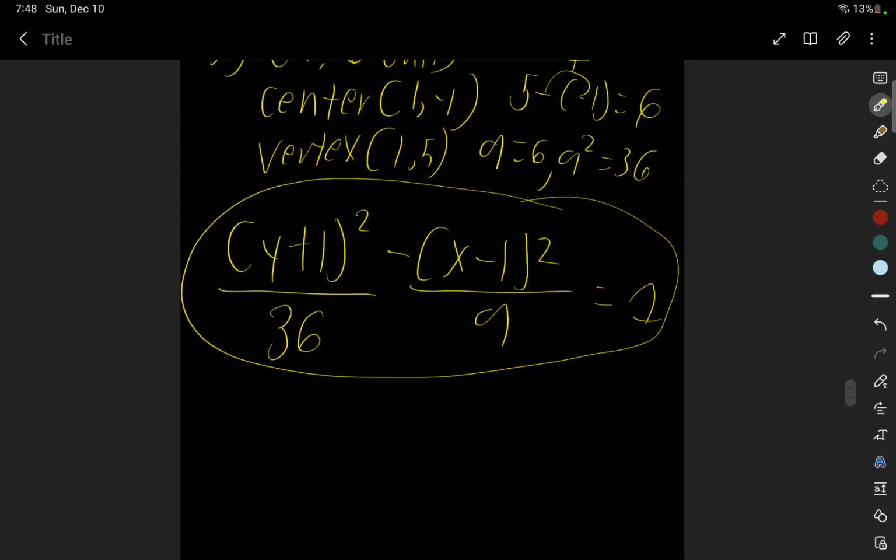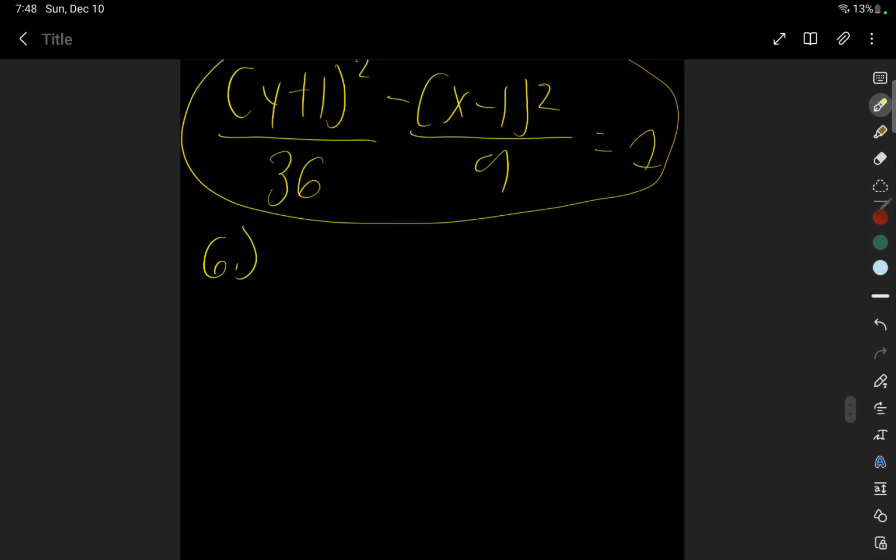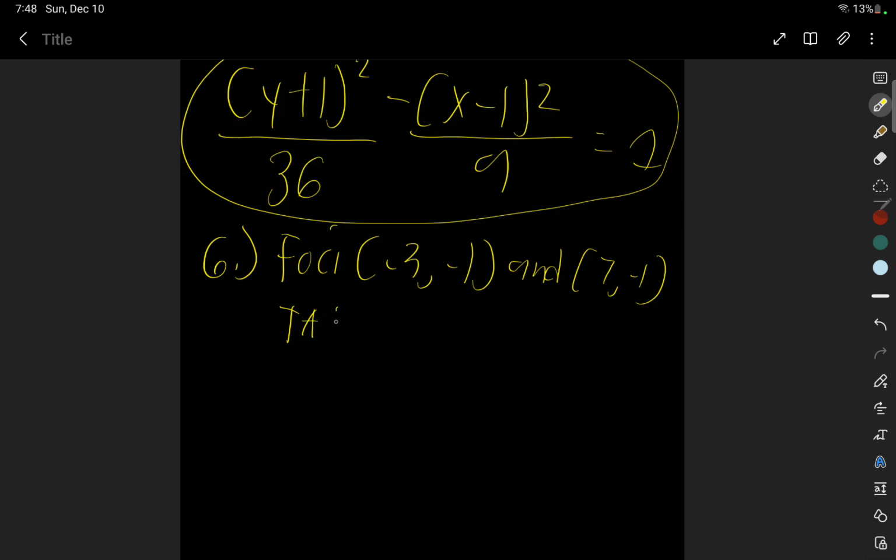Okay? For number 6, if the foci is at negative 3, negative 1, and 7, negative 1, and then the transverse axis is equal, let's say, 8 units, what is the standard equation? Ang tanong, what is the center of the hyperbola?